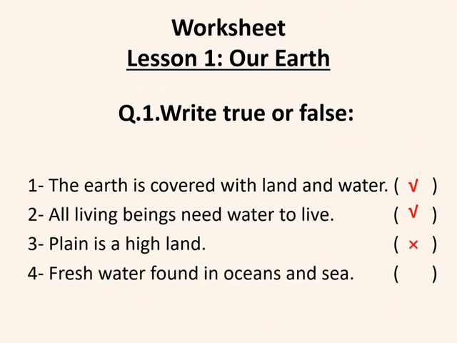Number 4. Fresh water found in oceans and seas. True or false? I said that there are two kinds of water, fresh water and salt water. And the water in oceans and seas is salt water, but the water in ponds, lakes, and rivers is fresh water. So the answer is false, because it must be salt water found in oceans and seas, not fresh water.